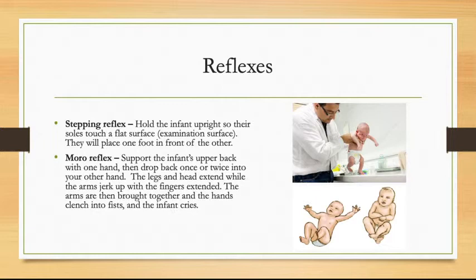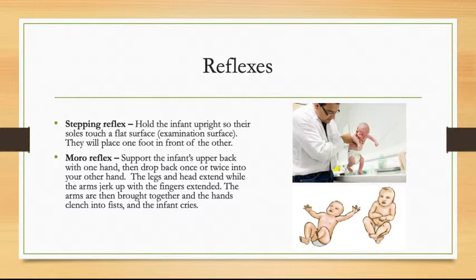After you've finished looking at the back, you can move on to the two final reflexes. The first one is the stepping reflex. What you do is hold the baby upright so their feet touch the examination table. If it's normal, they will put one foot in front of the other, like they're walking.